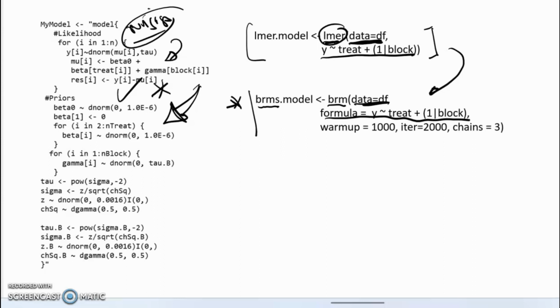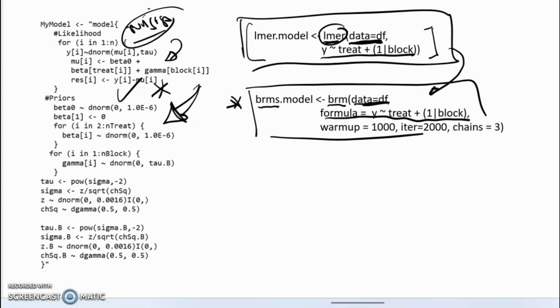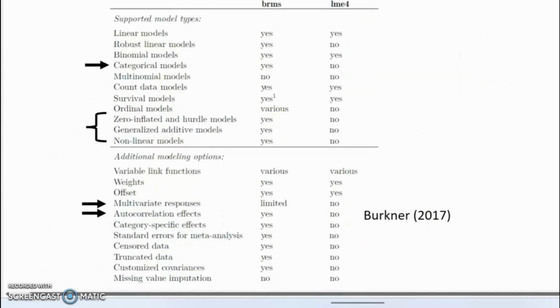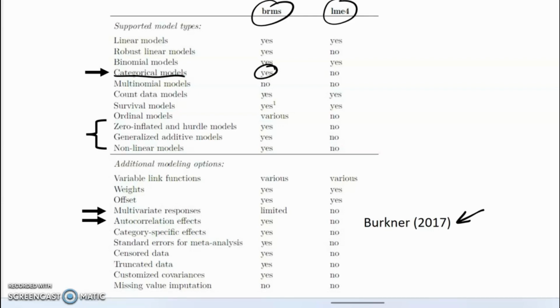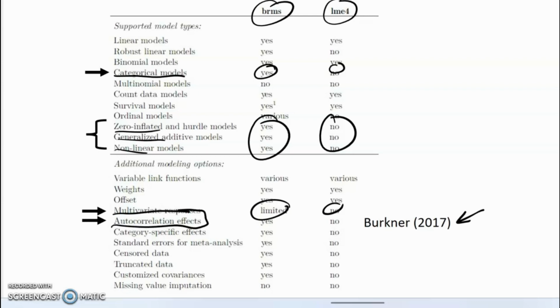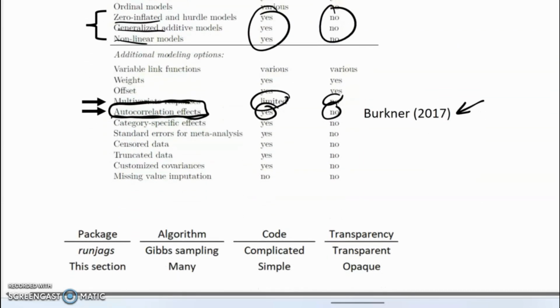How about what would be the advantage of using BRMS as opposed to LME4? That would be because it's Bayesian, it potentially has more power and more flexibility. And that can be seen in this table from Burkner, where we compare BRMS and LME4. Categorical models, yes, no. Zero inflated, generalized additive, nonlinear models, yes, no. Multivariate, a few, no. Most of us are going to have to encounter autocorrelated data, yes and no. So the clear advantage of BRMS is the power, the flexibility.